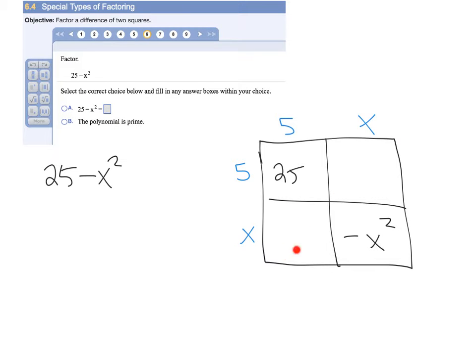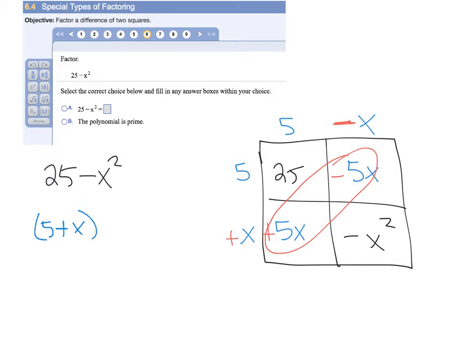And so our middle terms here become 5x and 5x, but they need to cancel each other out because we don't have any x terms. So that's got to be a negative. This has got to be a positive, which makes that a negative, makes this guy a positive, and that's how these guys cancel out. So what are our factors? Our factors are 5 plus x and 5 minus x. And that is our factors for 25 minus x squared.